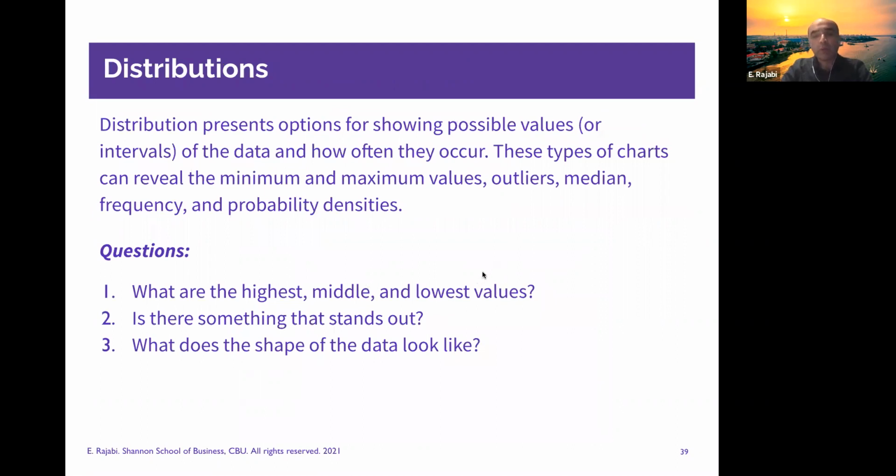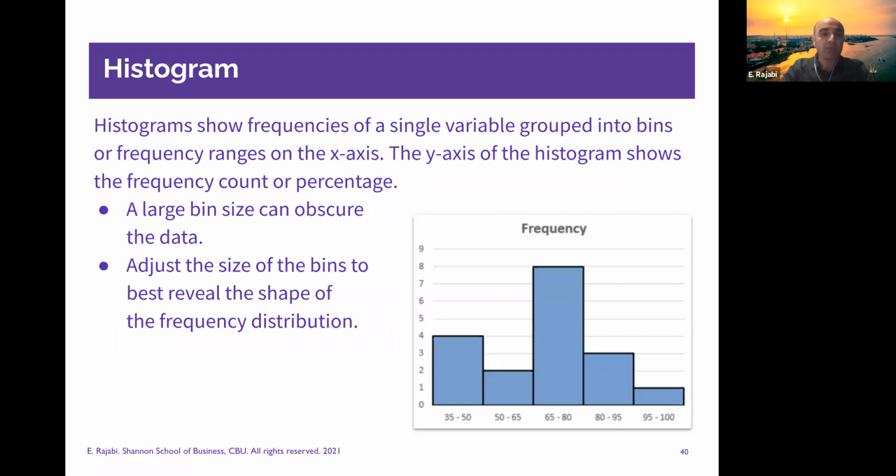Sometimes in your data, you are looking into what are the highest, middle, or lowest. Is there anything that stands out? Or what does the shape of the data look like? For example, you want to see if the data is normally distributed or not. So you can use a histogram. It's very important to choose a proper bin, a group of the data, and adjust the size of the bins to best reveal the shape of the frequency distribution.